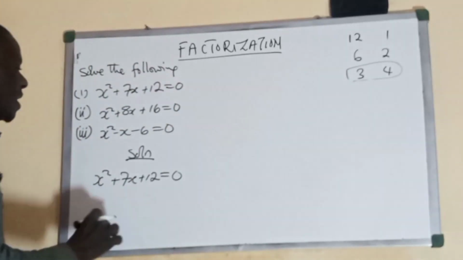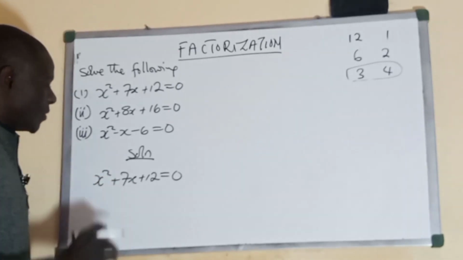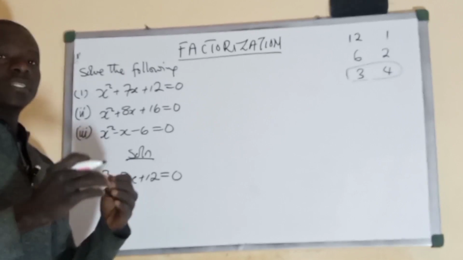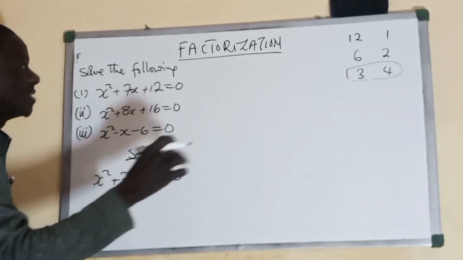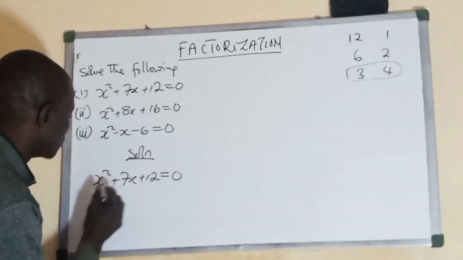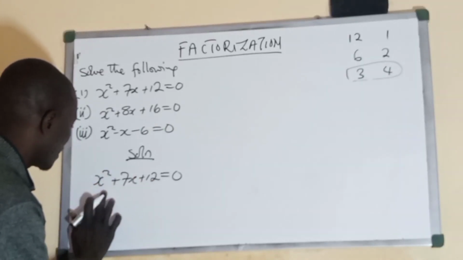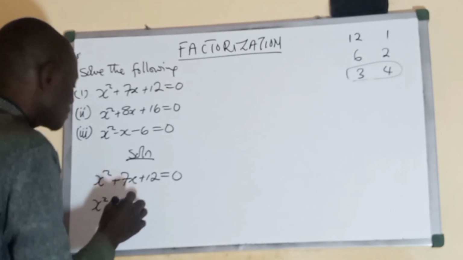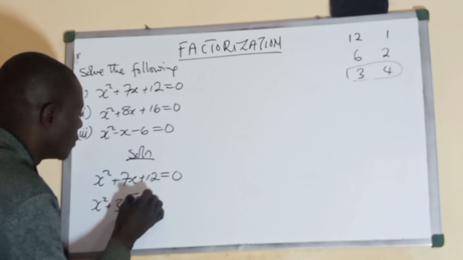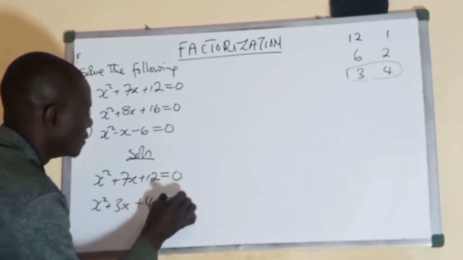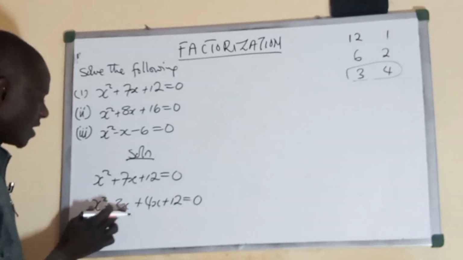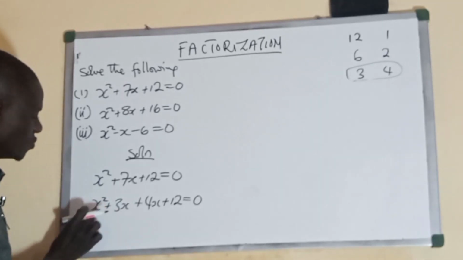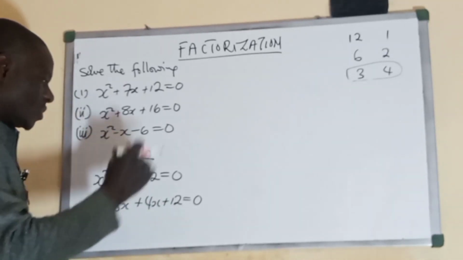So to use these factors, we have to expand, because we are using the method of trial and expansion. So we now say this one is the same as x squared plus 3x plus 4x plus 12 is equal to 0. You can see now if you add 3x plus 4x it will give you 7x. So we have to look at these two terms and these two also respectively.